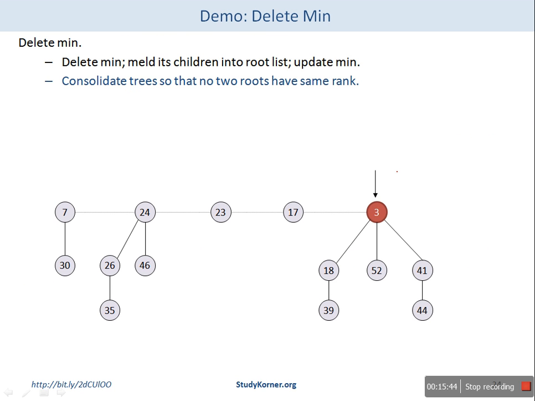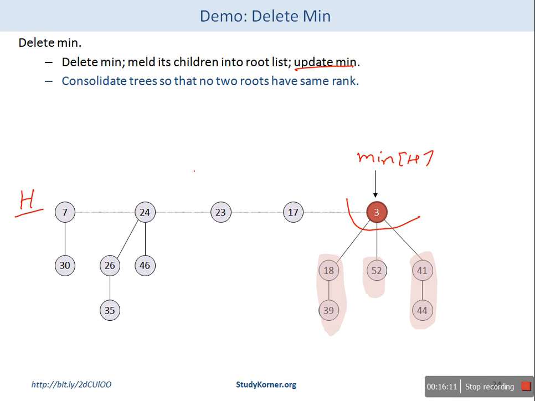So let's demonstrate the delete min, or extract min, operation. Suppose this is a Fibonacci heap given as h, in which this is the min of h. To delete min, we extract this node 3 from the root list and meld its children into the root list and update the min pointer.